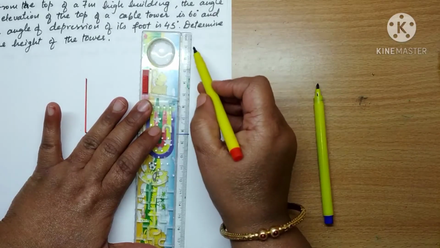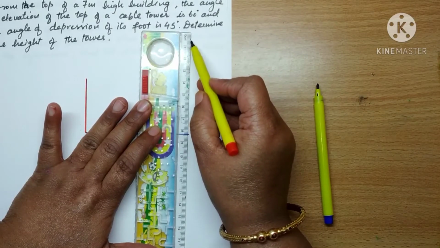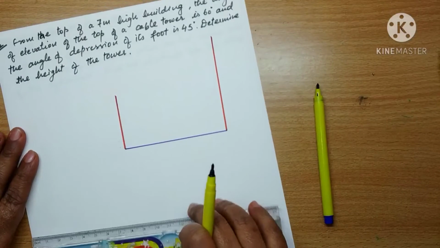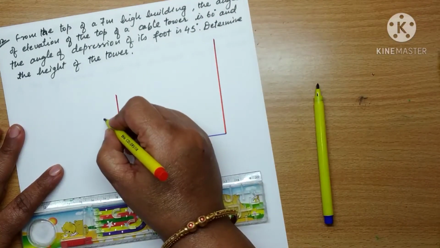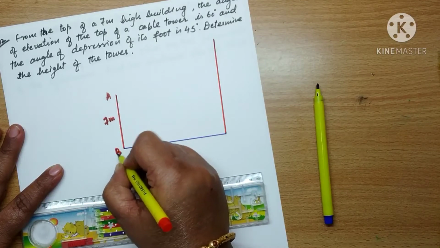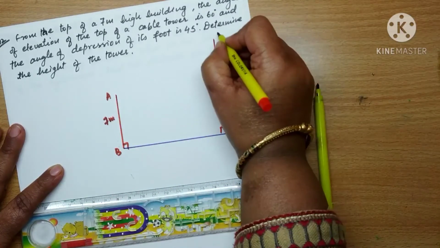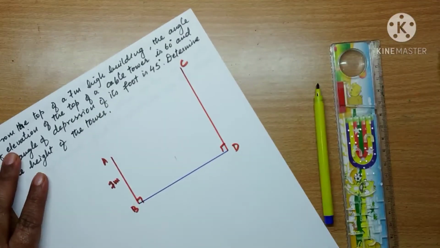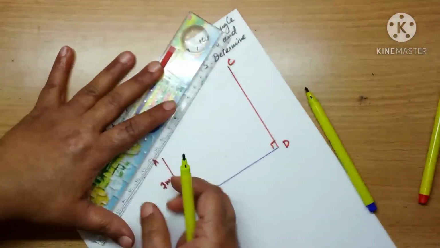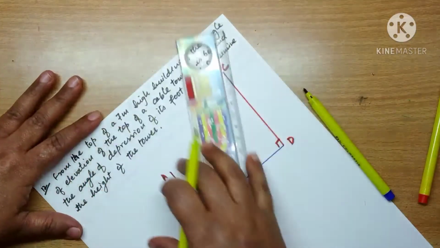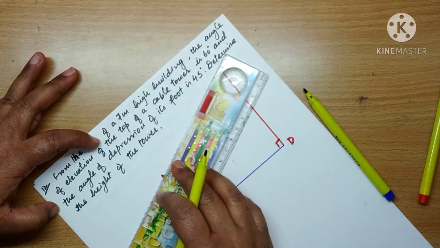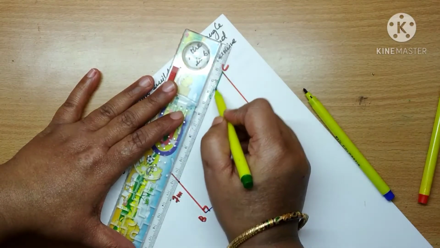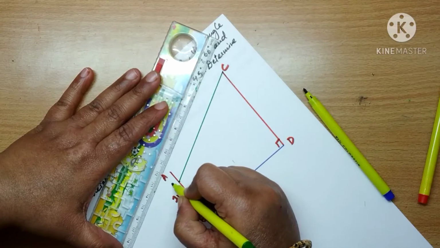This is our cable tower, right? Now, from the top of a 7 meter high building, let's say this building is my 7 meter high AB, and this is my CD, cable tower. Now, from the top of the building, I have the angle of elevation, which is 60 degrees. So let's draw it so that this angle looks like a little 60 degrees. A building.